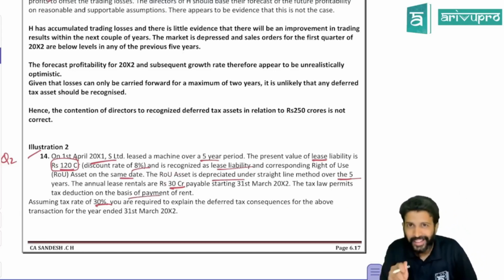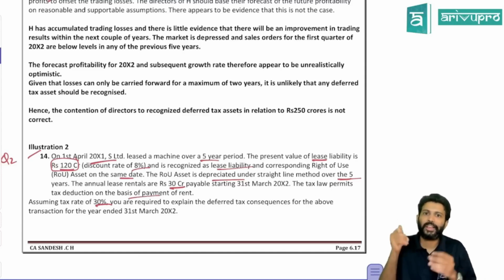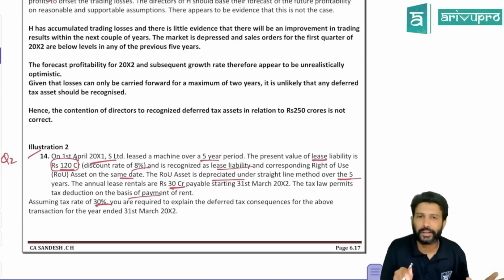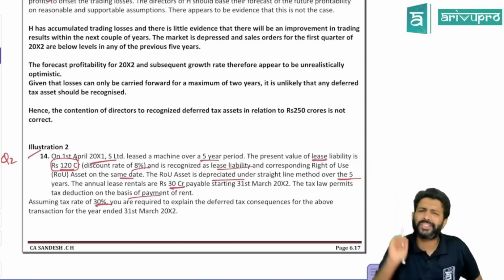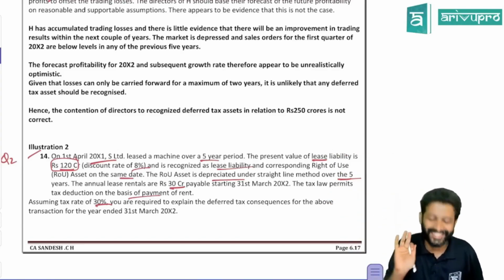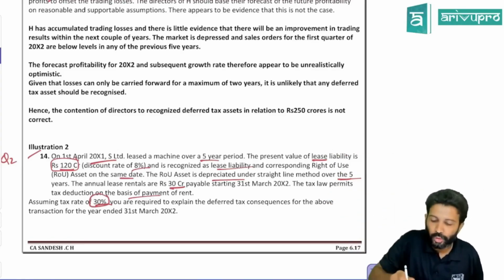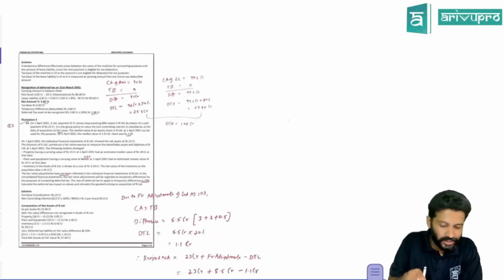Sir, as per Ind AS 116, the moment you take on lease, the lessee has to record ROU, lease liability, all that. But in tax, there is none of this drama. Whatever rent you are paying, you will claim it as a deduction. It is simple. Correct. Tax rate is 30%. So now you need to calculate the DTA consequence, is what they're saying.